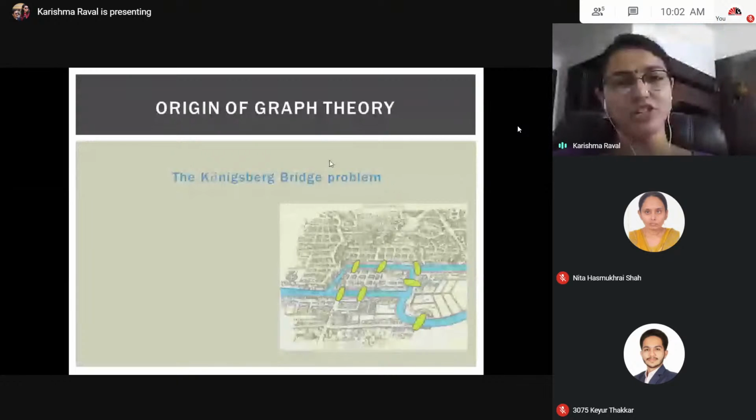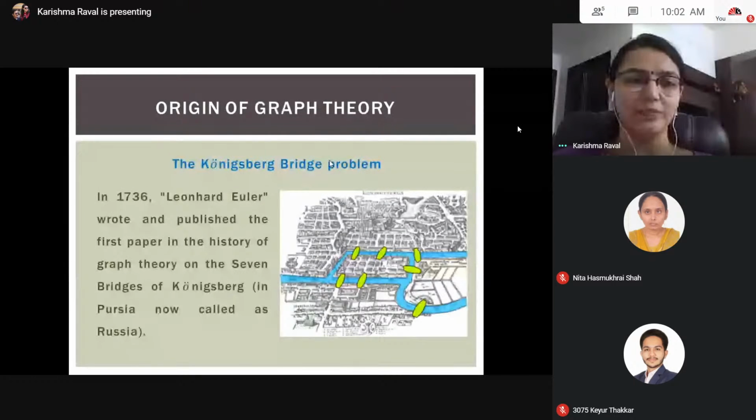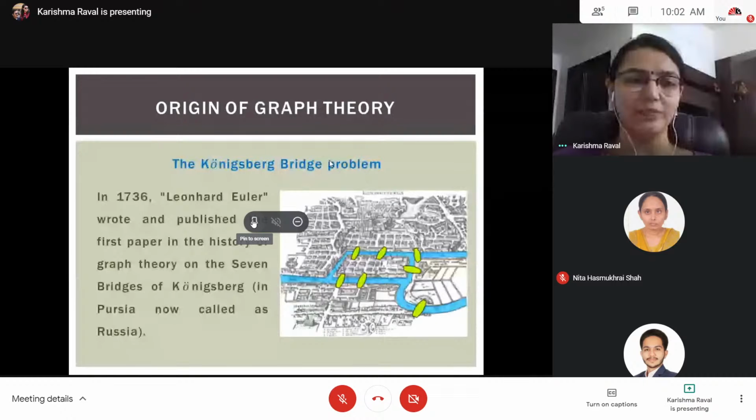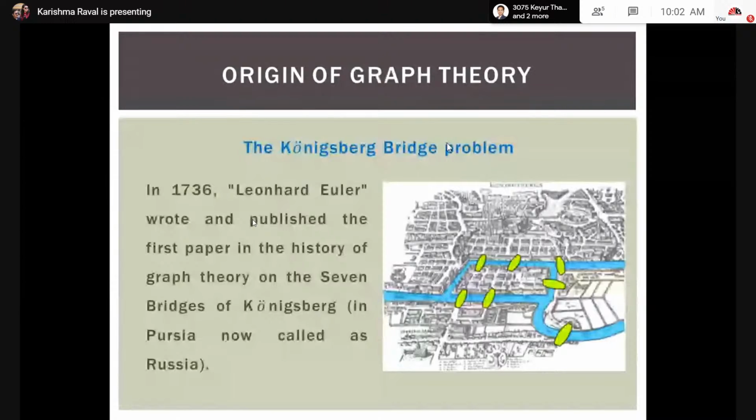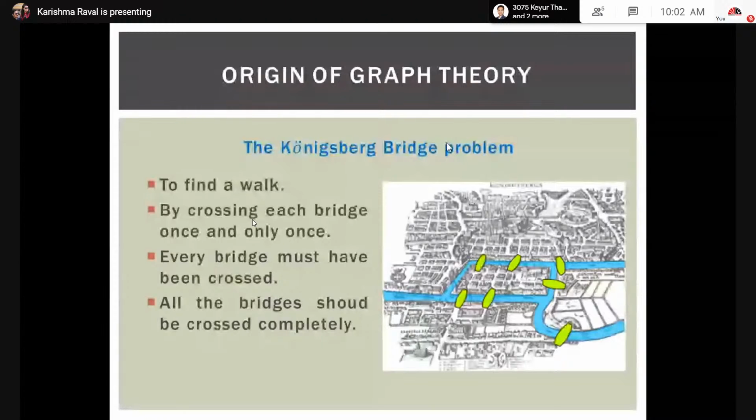The very origin of graph theory is the Koenigsberg bridge problem. The first paper in the history of graph theory was on the seven bridges of Koenigsberg in Prussia, which is now called Russia. The problem was to find a walk crossing each and every bridge once and only once. Every bridge must be crossed, and all the bridges should be crossed completely. This raised the question: can there be such a walk? Euler in 1736 gave a solution.